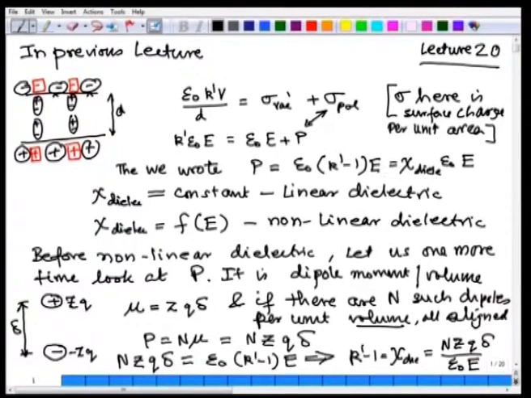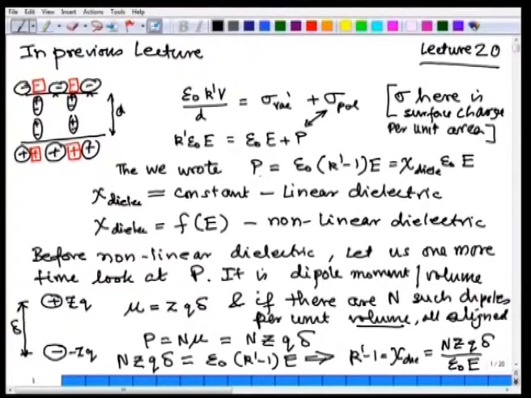P is proportional to E, and then in that proportionality you define either K prime or this susceptibility, the electric susceptibility, not permeability. Permeability comes in magnetics. So this psi dielectric, if it is a constant, then we said this will be a linear material, and we had assumed this to be proportional, and treated this as a constant.